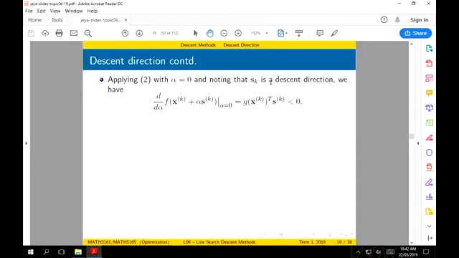When you apply alpha equals 0 in the previous formula, the derivative with respect to alpha of f(xk plus alpha sk), when evaluated at alpha equals 0, you get g(xk) transpose sk. It's less than 0 because the search direction is a descent direction, meaning the product should be less than 0. So if this is true, then the function value will be reduced: f(xk plus alpha sk) is less than f(xk) for small alpha. Okay, alpha is small, and the function value is reduced from this calculation.